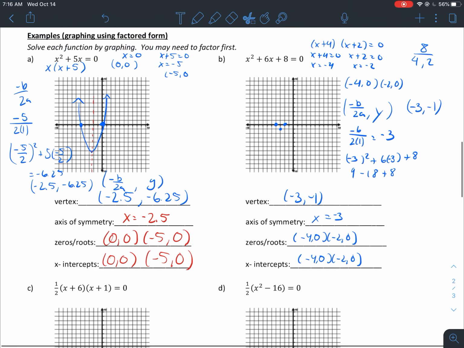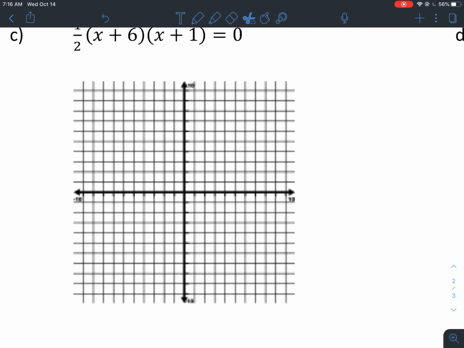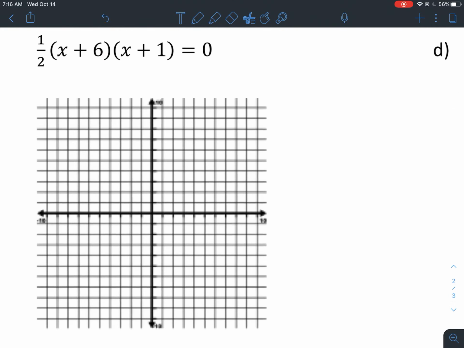All right. So that's how you do it when you start off in standard form. You have to factor it, set it equal to 0, and get your zeros. Now let's go ahead and try this one. This one's kind of nice because it's already factored for you.